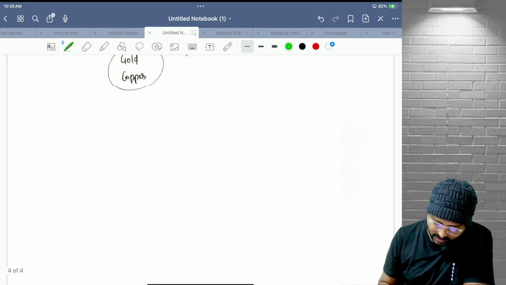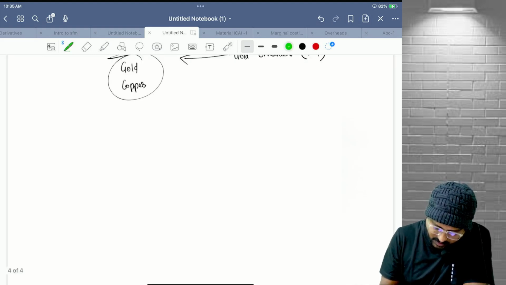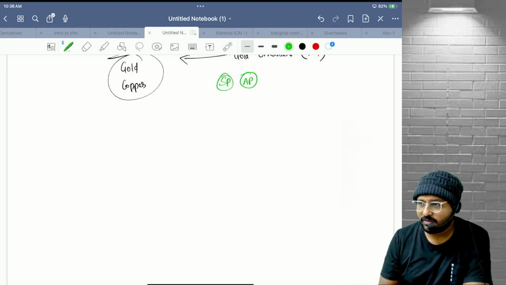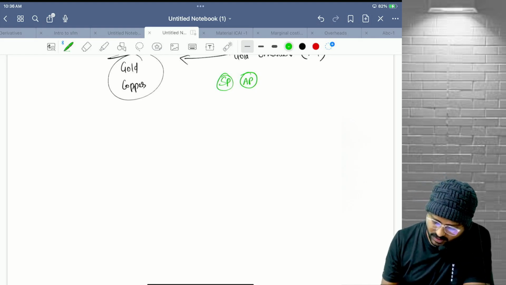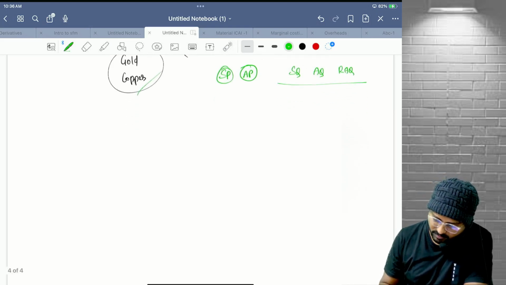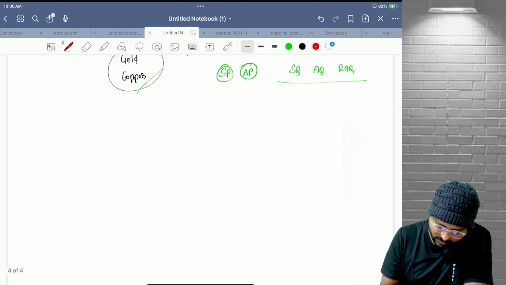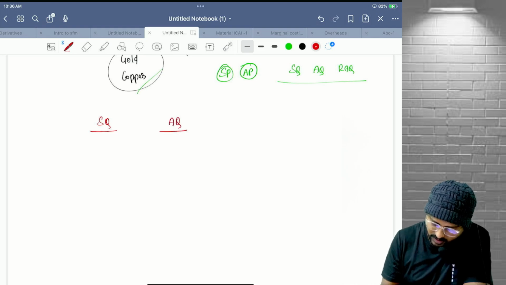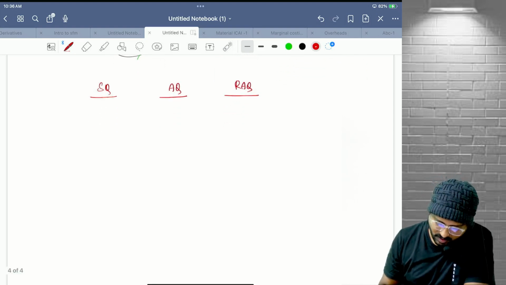But before we get to that, let's try to write some numbers here. Ultimately, there are two prices: standard price and actual price, in the formula that we have seen. But when it comes to quantity, there are three quantities: standard quantity, actual quantity, revised actual quantity. So let's try to understand this first and then we'll go with the formula. Now see here. First we have standard quantity, then actual quantity, then revised actual quantity.